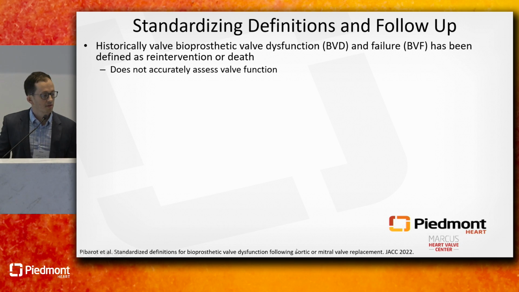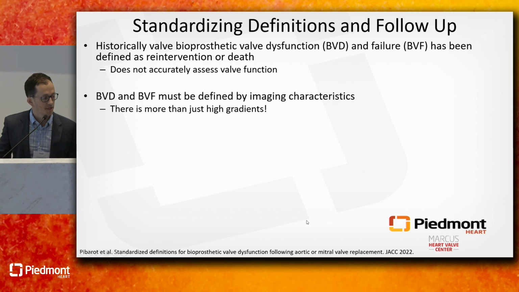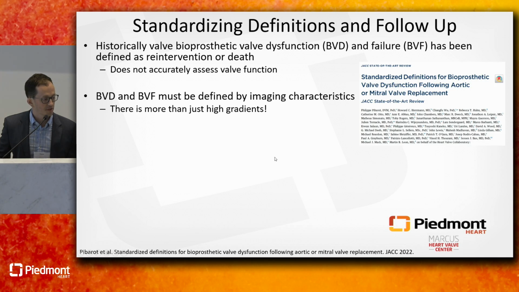So historically, bioprosthetic valve dysfunction and failure has been defined as reintervention or death, but that doesn't accurately assess how these valves are functioning. And really, this needs to be defined by imaging characteristics. And I think as we've talked before, it's more than just high gradients. There's a lot of other characteristics that go into how these valves are functioning.